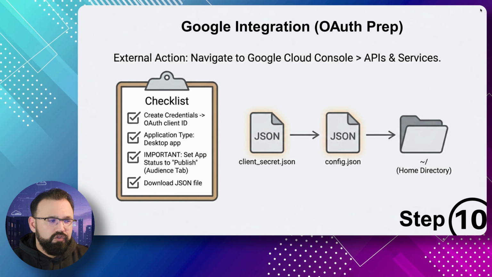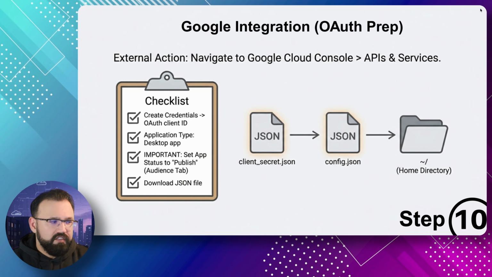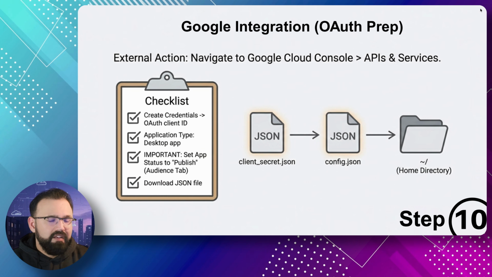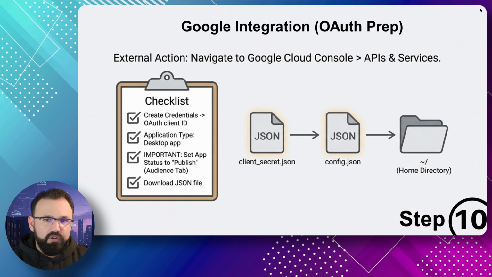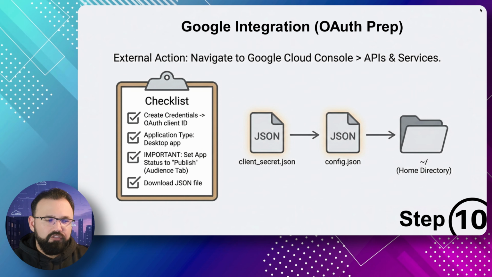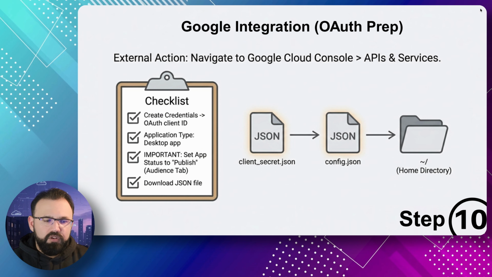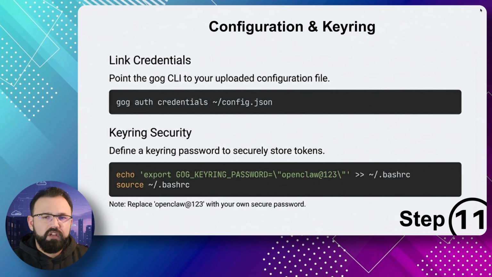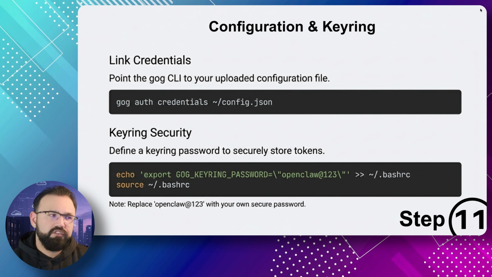And once you're done with it, you need to set the app status to published under the audience tab. And of course, when you're creating the OAuth client credentials, you would download the JSON file in your local directory and then create a config.json in EC2, and you can put it in your home directory. Now then you need to run gog auth credentials and point to that config.json that has secrets.